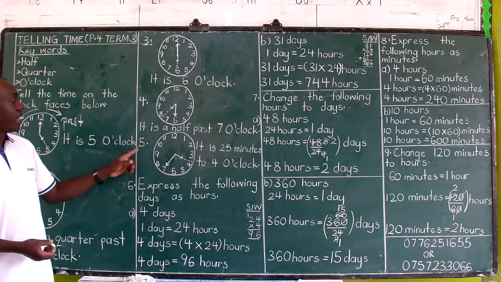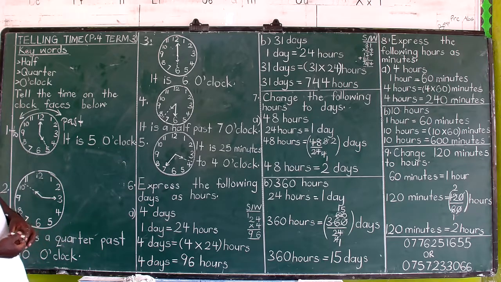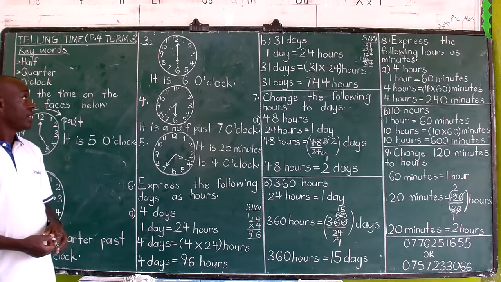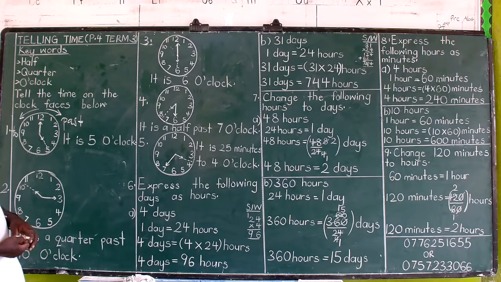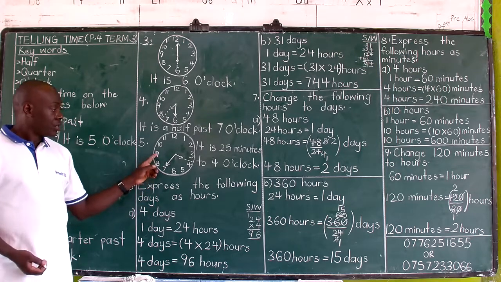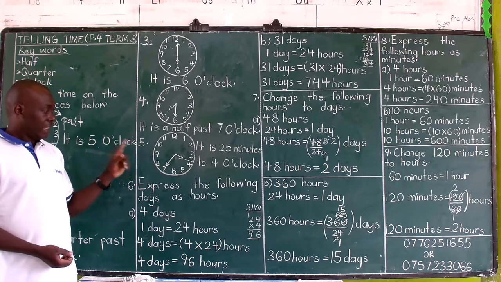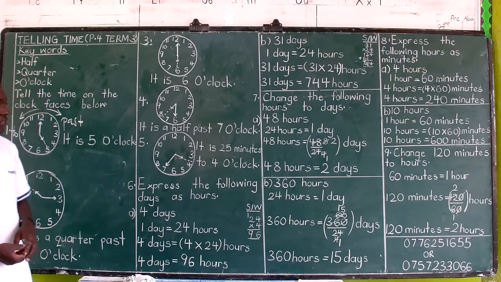Then we look at this other number 5. I've seen the past. Then let's see how we can talk about the next hour. So let's see. Now the longer arm points at 7.